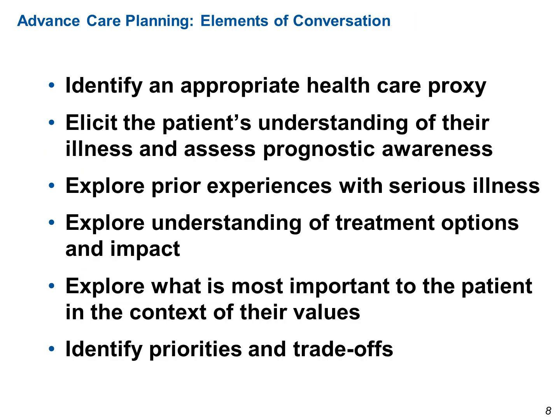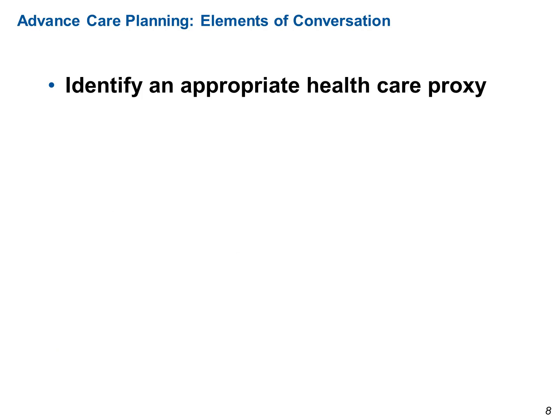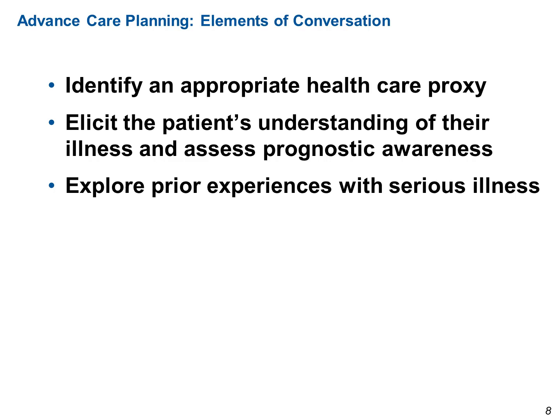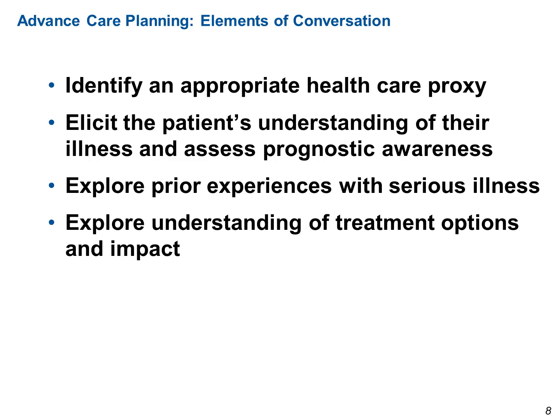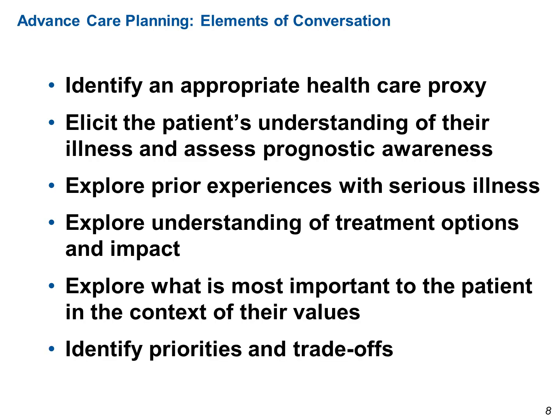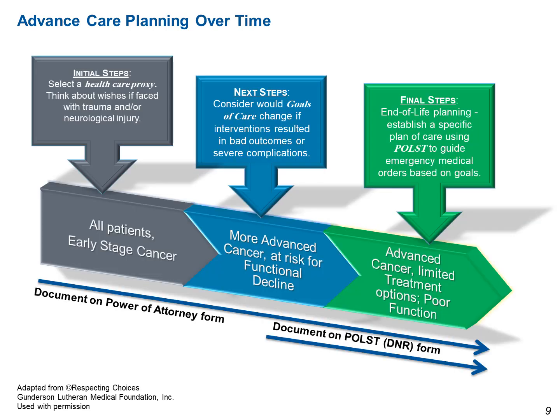We will now review elements of conversation for advanced care planning. Identify an appropriate healthcare proxy. Elicit the patient's understanding of their illness and assess prognostic awareness. Explore prior experiences with serious illness. Explore understanding of treatment options and impact. Explore what is most important to the patient in the context of their values. Identify priorities and trade-offs.